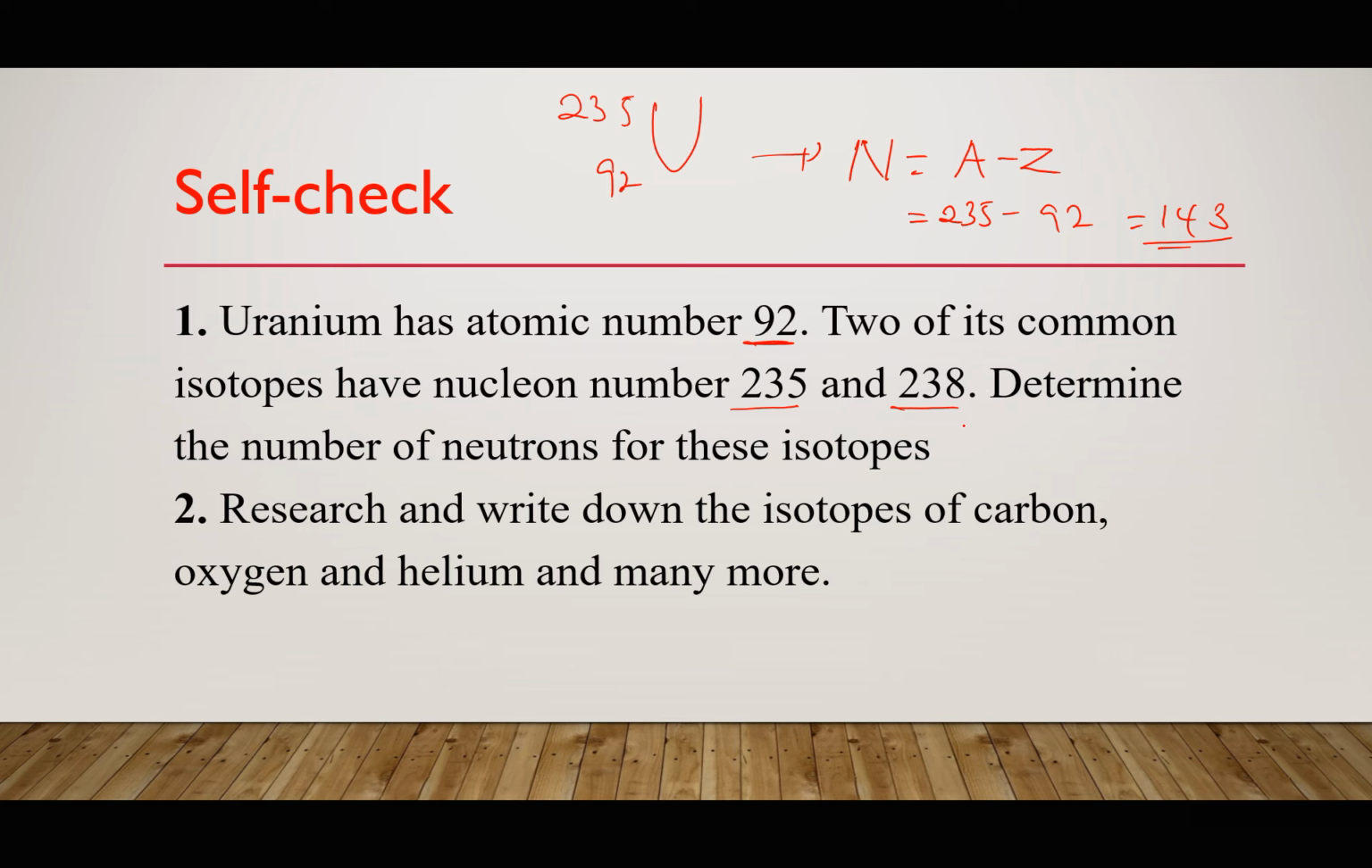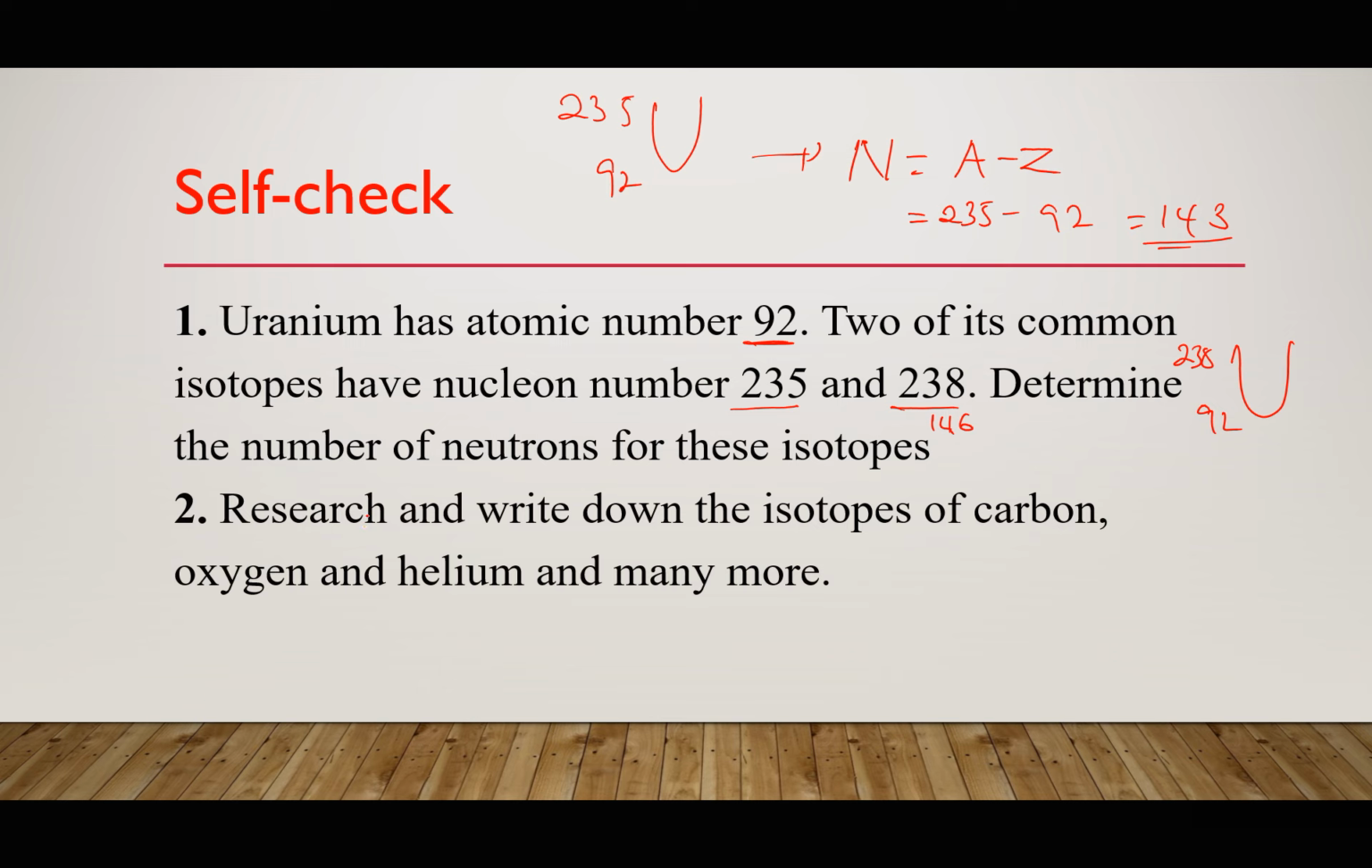So uranium-235 has 143 neutrons, and uranium-238, I think, is going to be 146. So those are the numbers of neutrons. Proton number is going to be the same. Uranium-238 will be written as U-238 with proton number 92.